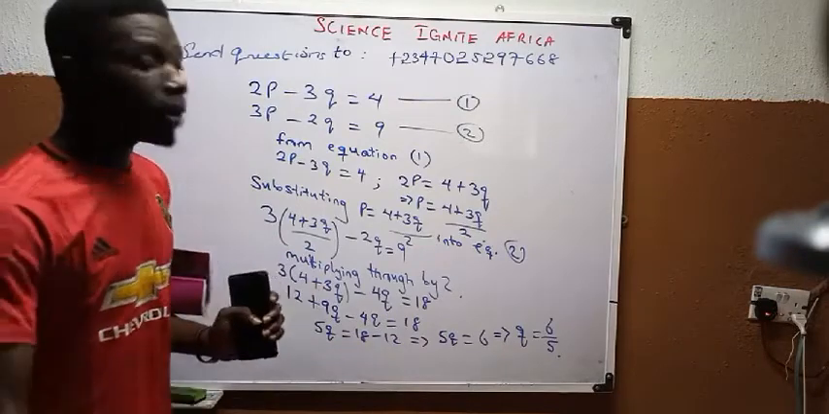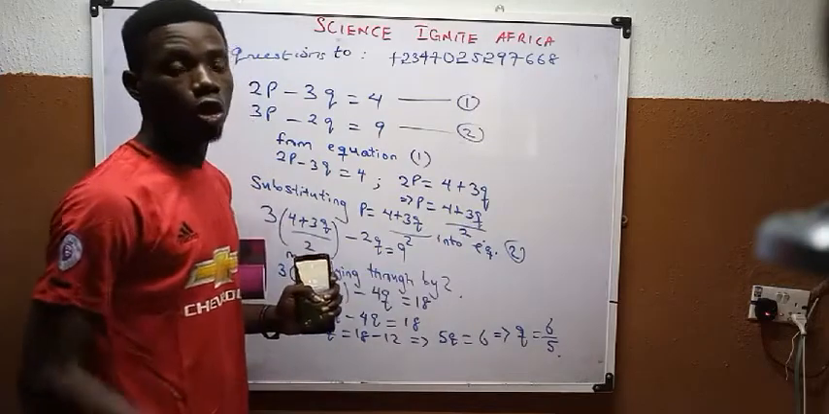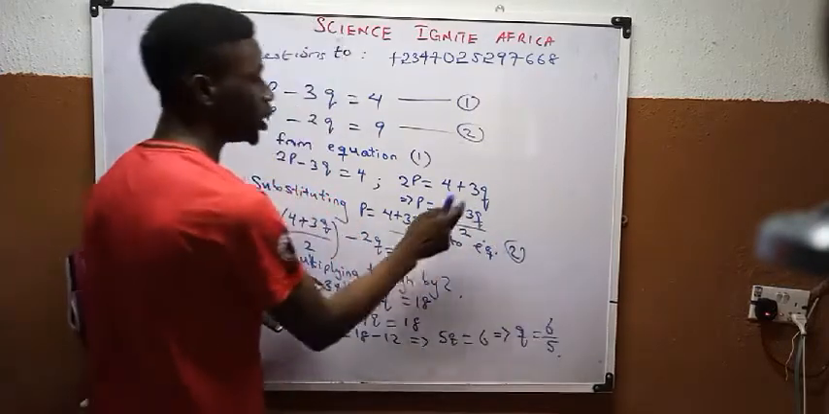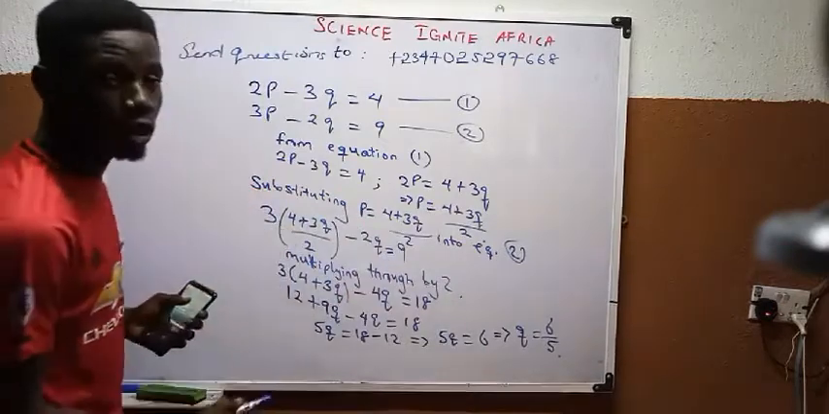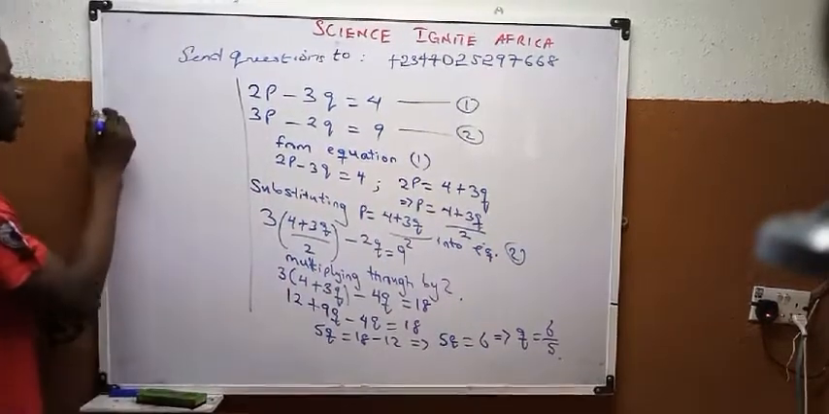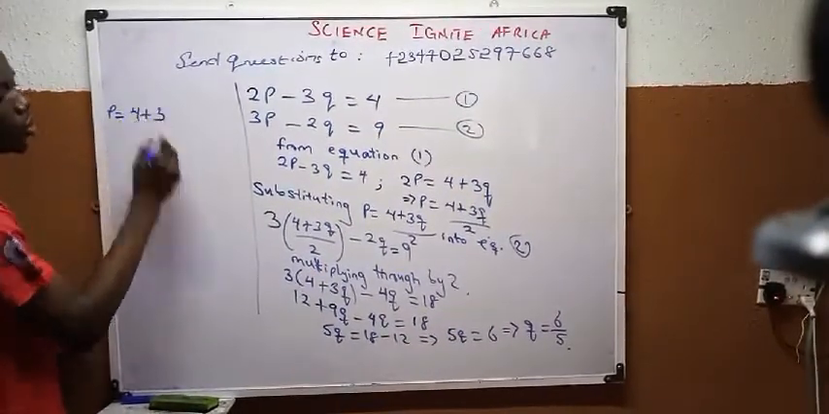Now that we've gotten the value of q, remember the other time we got that p equals 4 plus 3q over 2. So all we just have to do, again, is substitute this value of q that we have gotten into this expression. So permit me to use this side of the board. If I substitute that value here, I will have p equals 4 plus 3.